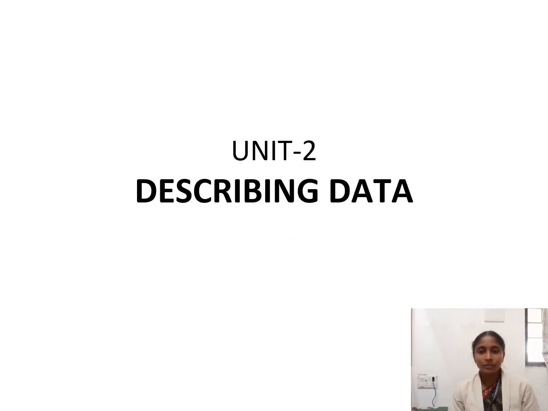Hey everyone, today we are going to discuss how to describe the data. This is unit 2 in data science. Already we have discussed a lot in unit 1, that is how to collect the data, how to process the data and how to process the entire thing for doing the data science process. So the entire data science process we have discussed in unit 1. Now we are going to see how to describe the data in unit 2.